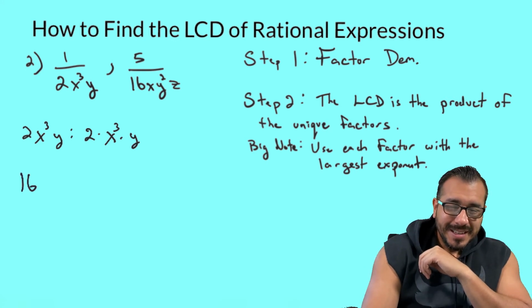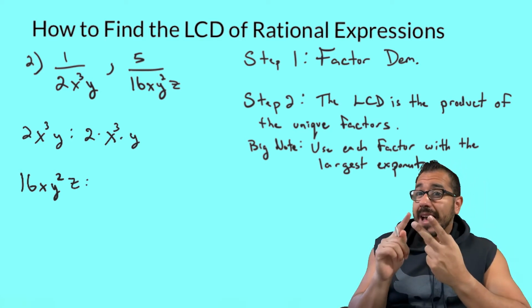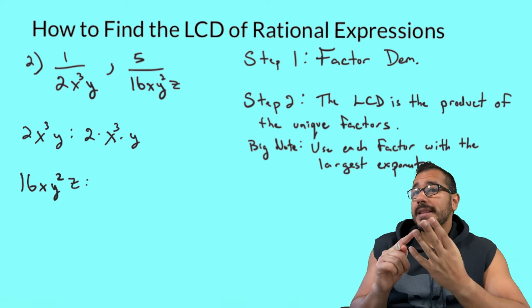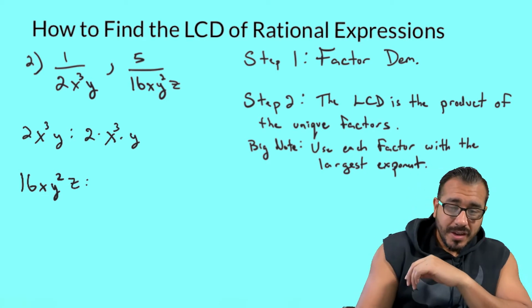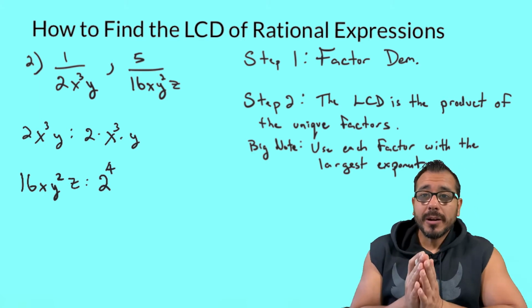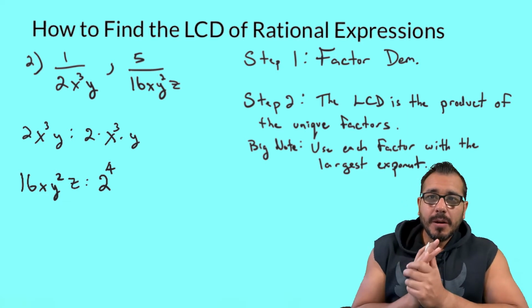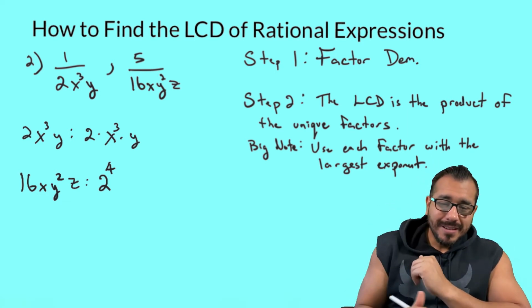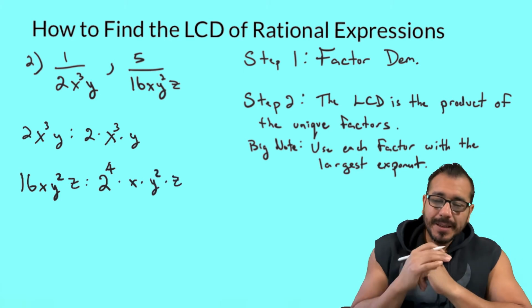The 16xy squared z, right? That 16 is really 2 times 2 times 2 times 2, so notice it's 2 four times. So I'm going to write that as 2 raised to the 4th power, because whenever a number repeats itself, we use those exponents. Write this down, this is gold. So times x times y squared times z.